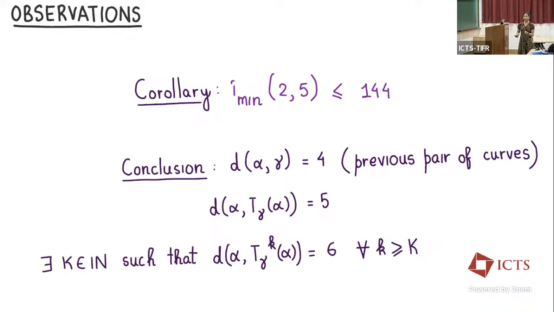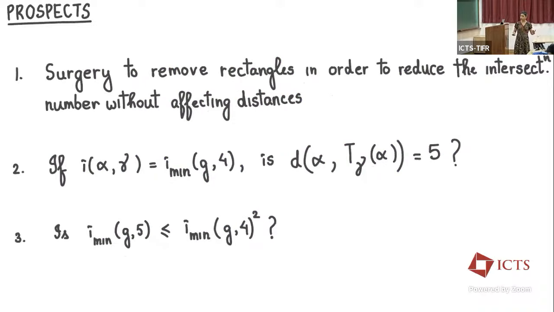So the conclusion here is another theorem, another observation: instead of taking just T gamma of alpha, there will exist a very high power Dehn twist of alpha about the curve gamma, where this distance starts becoming 6, which is different from our previous theorem where it was 4 all around. So a conclusion we can draw from here is that the rectangular components of the curve start having an impact on distances in the curve graph.